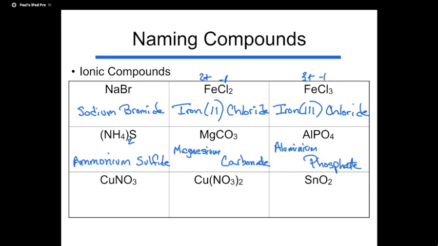Magnesium, if you look on the chart, what charge does magnesium become? Always a +2. What does carbonate become? What is that group's charge? If you look on the sheet, a -2. A +2 magnesium and a -2 carbonate come together to be equal, to be neutral.